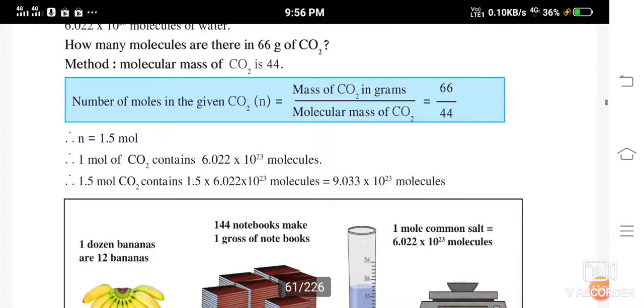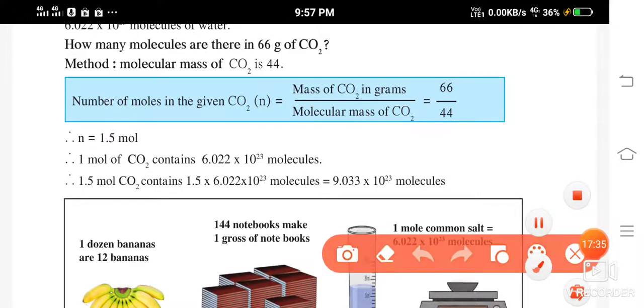Now see, mass of carbon dioxide is given to you as 66 grams, isn't it? Now the molecular mass of carbon dioxide is how much? You know, this is 16 for oxygen, 16 twos are 32, plus carbon is how much? 12. So 12 plus 32 is 44. So 66 by 44. So n is equal to 1.5 moles, right? When you simplify this, you are going to get n is equal to 1.5 moles.